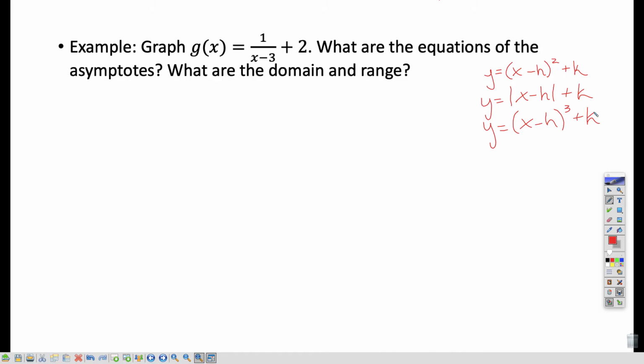No. So this is what I have for you. What would the general form be? There's a fraction. It'd be y equals 1 over x minus h, plus k.